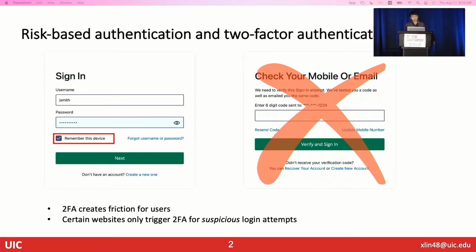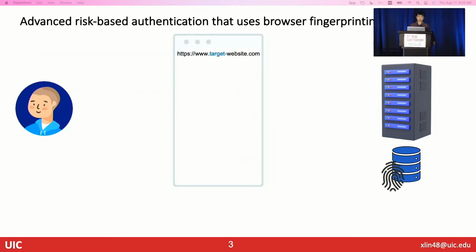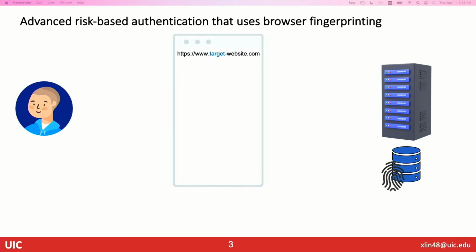Websites may use cookies or IP address to remember the device. Currently, browser fingerprints are widely used for web tracking, and they can be easily collected by any website without user interaction. For this reason, some advanced risk-based authentication systems use browser fingerprinting to remember the device.